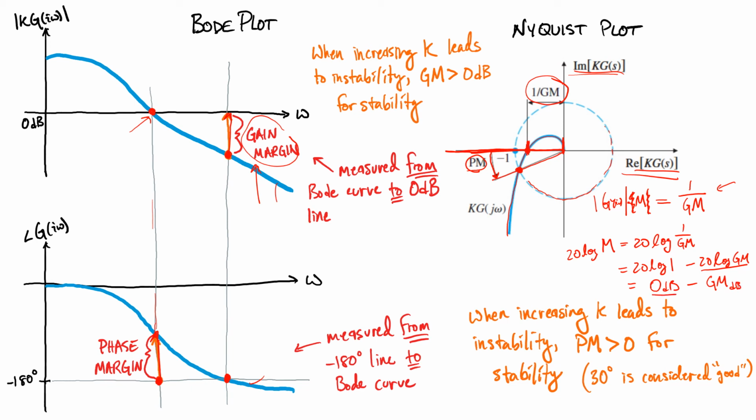So this is 0 decibels minus the gain margin in decibels, and that's exactly what we're measuring here. If this is the gain margin, the magnitude itself is 0 dB minus this gain margin. That's why we define this as 1 over the gain margin. So this is a way of identifying both the phase and gain margin from the Nyquist plot.